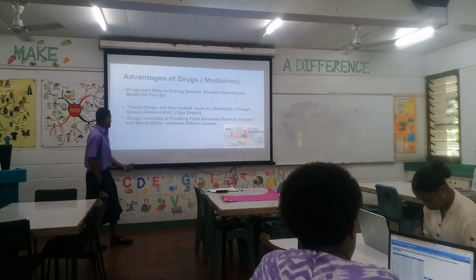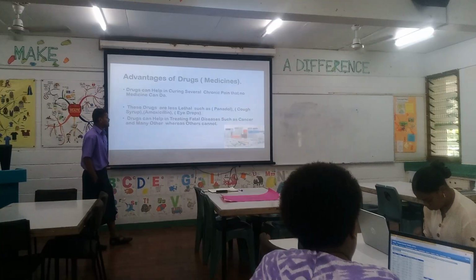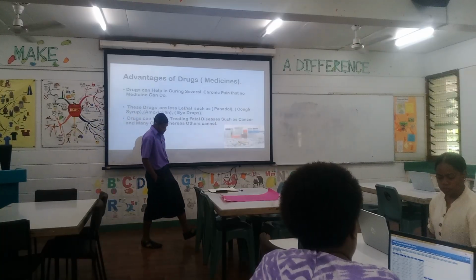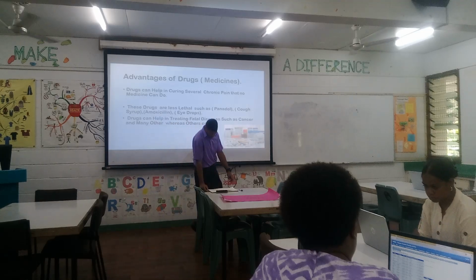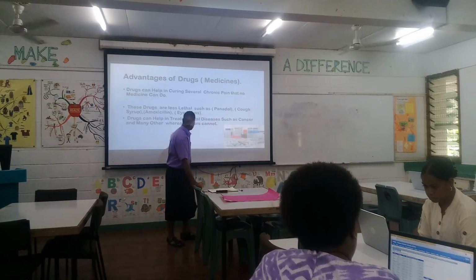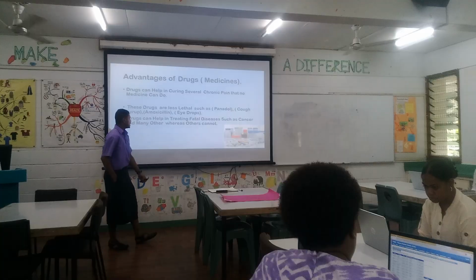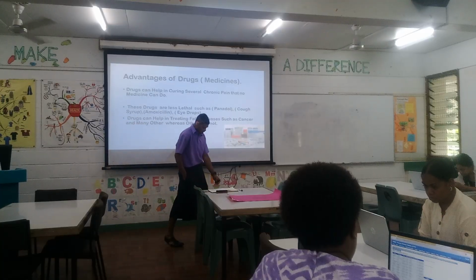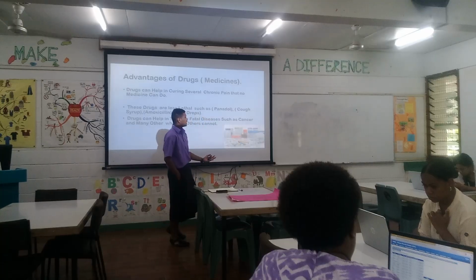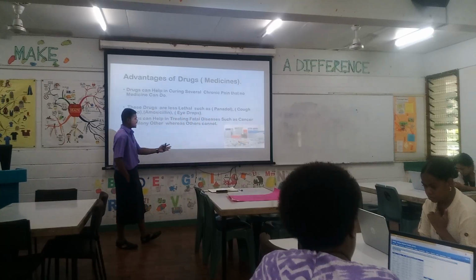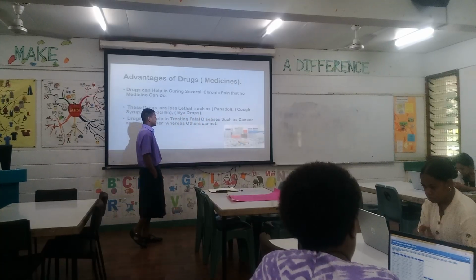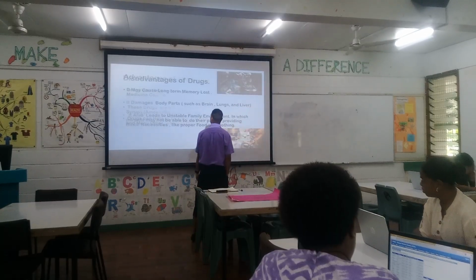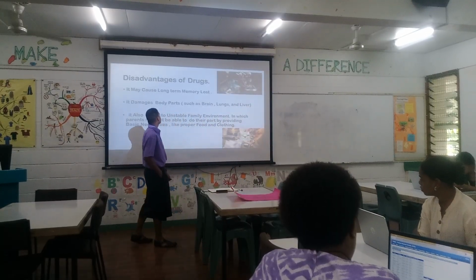The third point: drugs can help in treating fatal diseases such as cancer and many others, whereas others cannot. So drugs can help in fighting diseases such as cancer. What other diseases can good drugs combat? Vaccines and so forth. Then other drugs cannot.